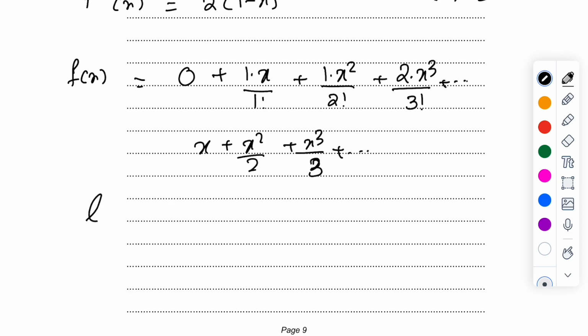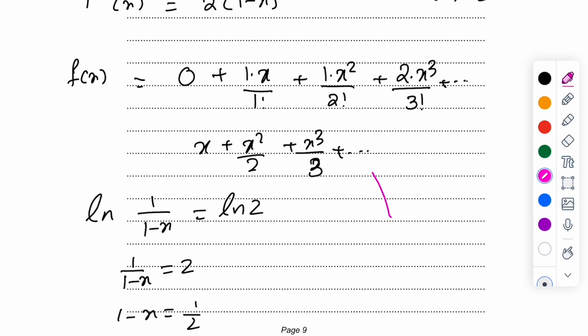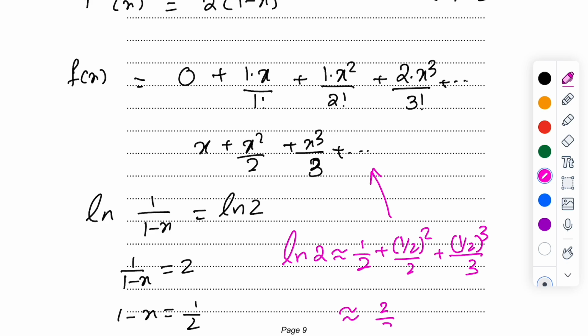So we want to find the value of ln 2. So what should be the value of x? So ln of 1 upon (1 − x) should be equal to ln 2. So 1 upon (1 − x) should be equal to 2. So 1 − x equals 1 upon 2. So x equals 1 upon 2. So plug in x equals 1 upon 2 over here. So ln 2 is approximately equal to 1 upon 2 plus (1 upon 2) squared by 2 plus (1 upon 2) cubed by 3, which is approximately equal to 2 upon 7 or 0.667.